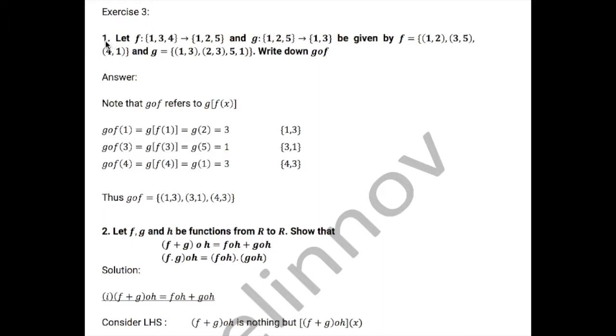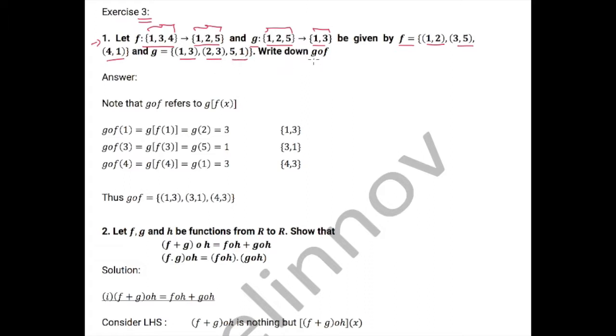First question of exercise 3 in relations and functions. Given function f mapped from {1, 3, 4} to {1, 2, 5} and function g mapped from {1, 2, 5} to {1, 3}. Now we have the subsets of f: (1, 2), (3, 5) and (4, 1). Note that we have got this from mapping {1, 3, 4} to {1, 2, 5}. And similarly by mapping {1, 2, 5} to {1, 3}, we get (1, 3), (2, 3) and (5, 1).